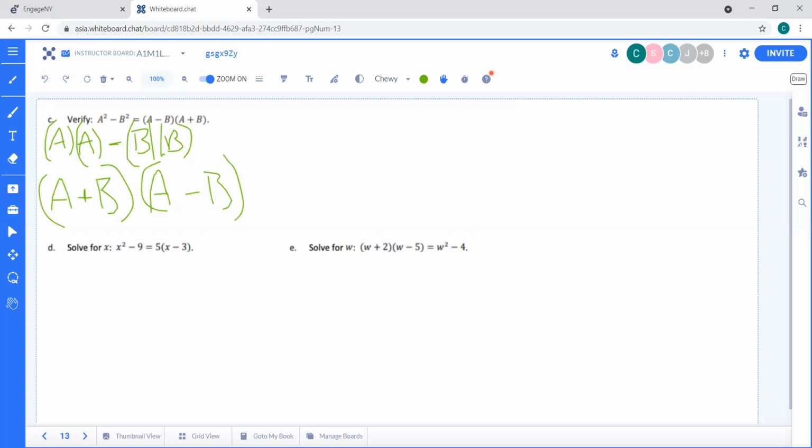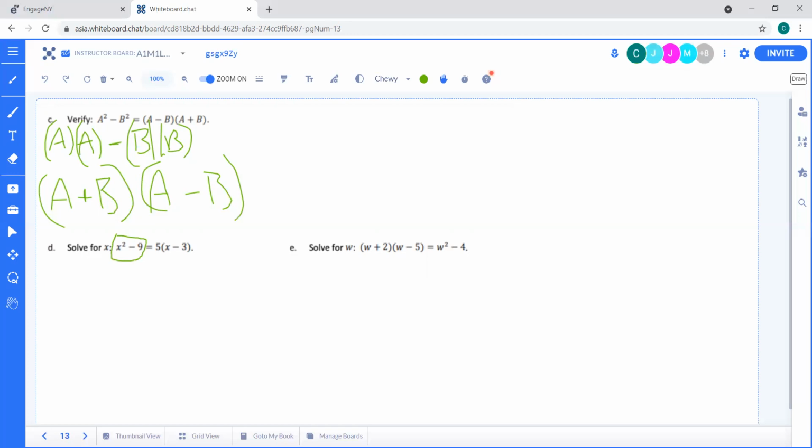Okay. Now let's do this. So we see this right here, and hopefully you see that and you go, okay, that's going to be the difference of two squares. It's the subtraction, so it's the difference. And I know that 9 is a perfect square of 3.